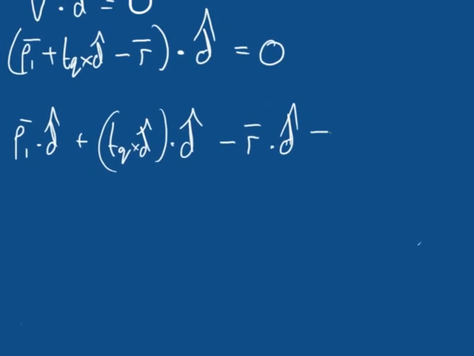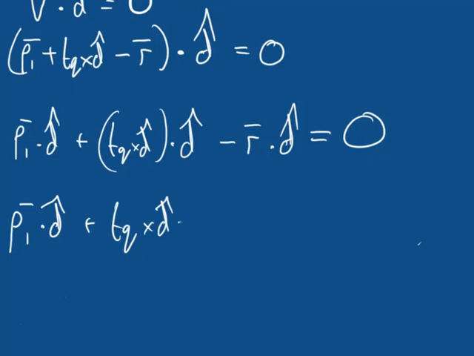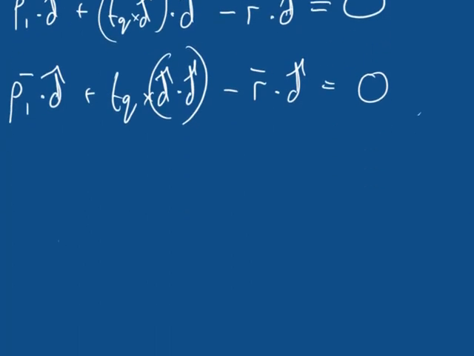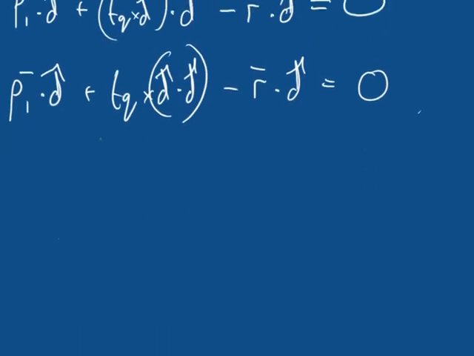So we've seen that we can expand this, and we know, of course, the important part here: this is equal to 0, and that means we can solve for tq. Now, I want to draw our attention to something here. If I write this as p1 dot d plus tq times d dot d minus r dot d, you'll notice we have the dot product of these two vectors d. I want to draw our attention to this because this is actually quite significant.